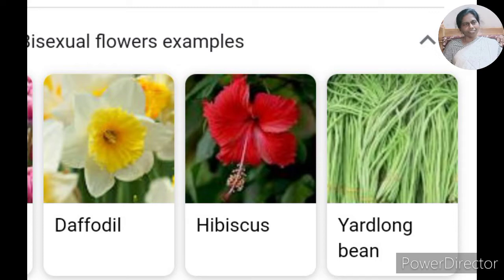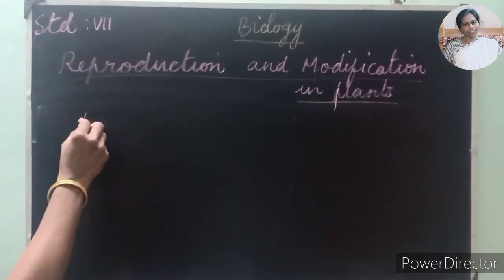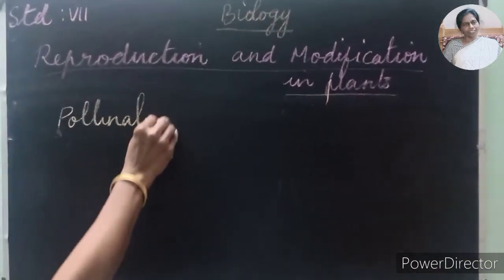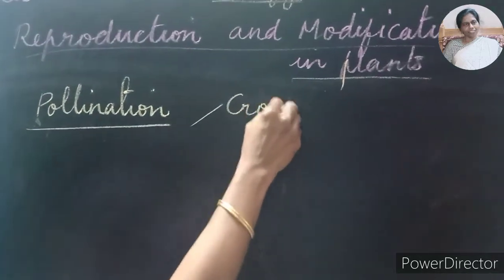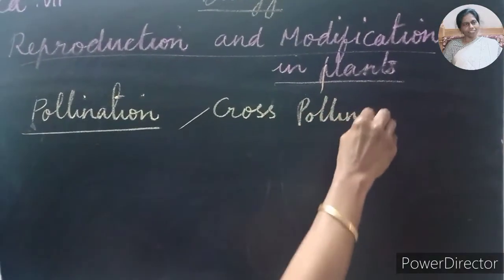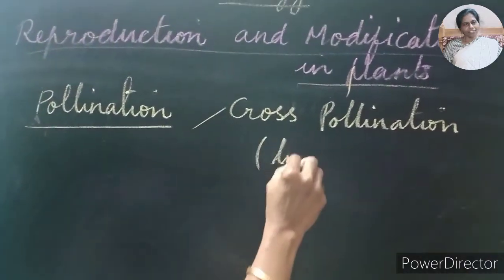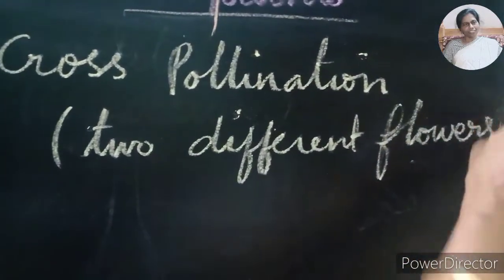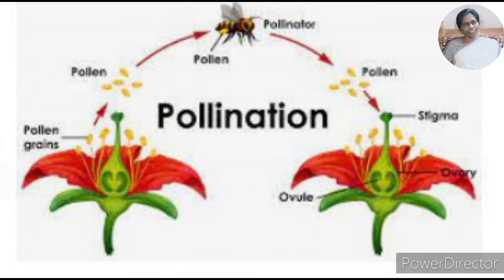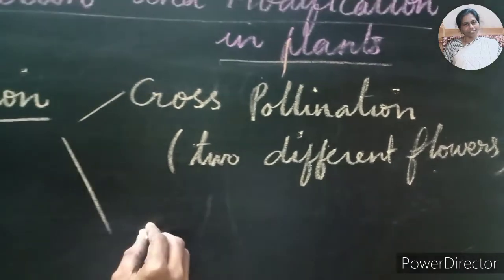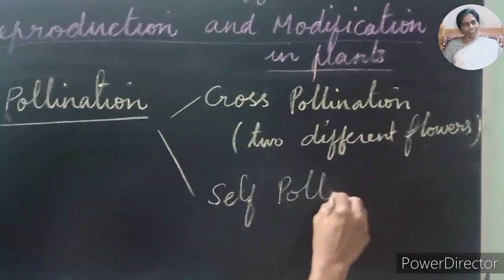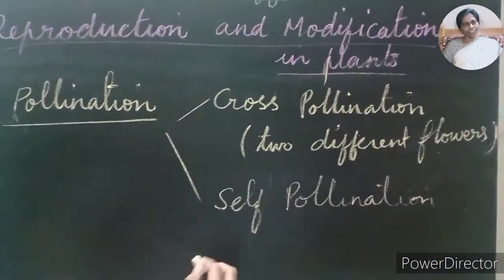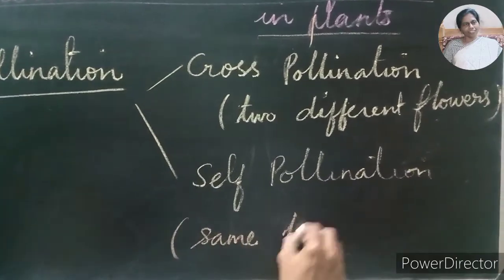Reproduction starts from pollination. Transfer of pollen grains from the male part of a flower to the female part of the flower is known as pollination. It may be cross-pollination, that needs two different flowers, or self-pollination, when the pollen of the same flower falls on the stigma of that same flower.